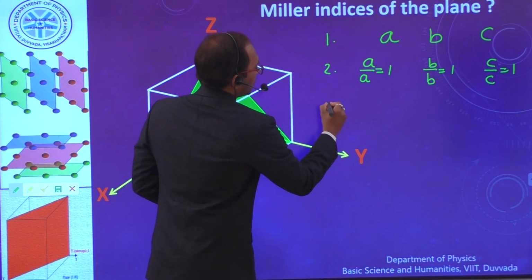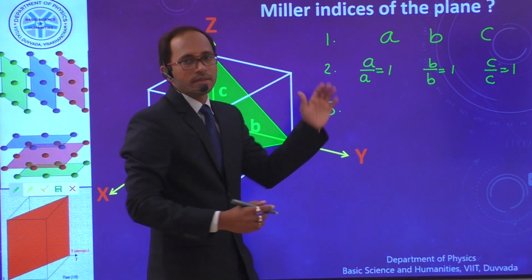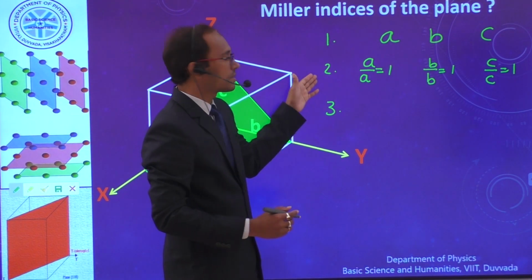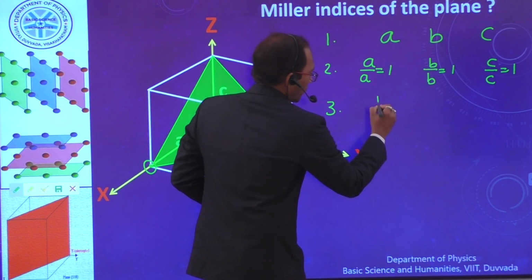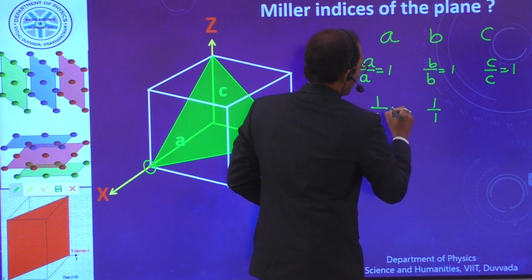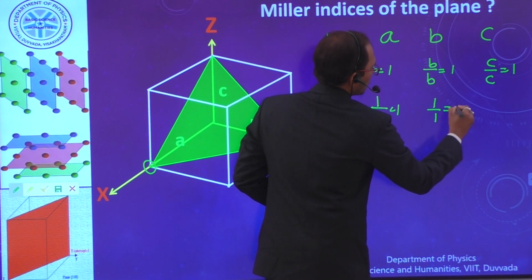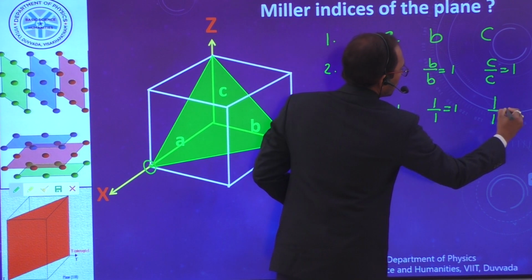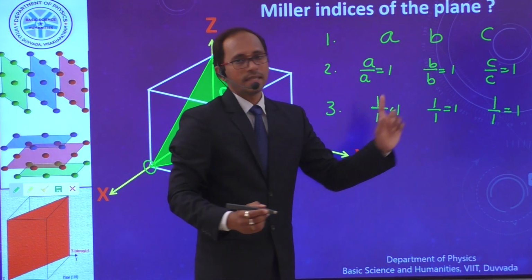Now what is step 3? You take reciprocals of whatever came in step 2. 1 by 1 means 1, 1 by 1 means 1. Here also 1 by 1 is 1. So 1, 1, 1 is coming.